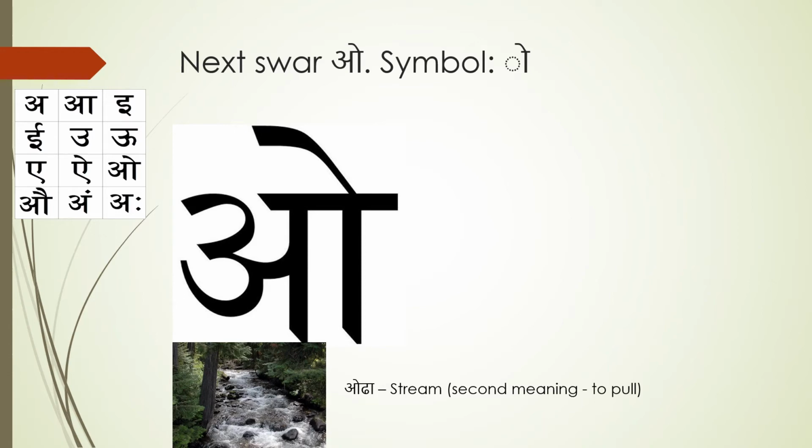Welcome back. In this chapter, we are going to look at the remaining swars. The next one is O. The symbol for O is a standing line beside the alphabet and a slanting line going towards the margin on top of it. But let's first see how we write the O.